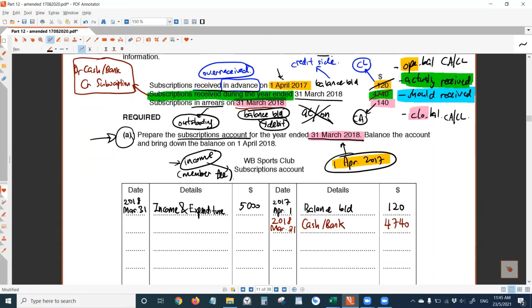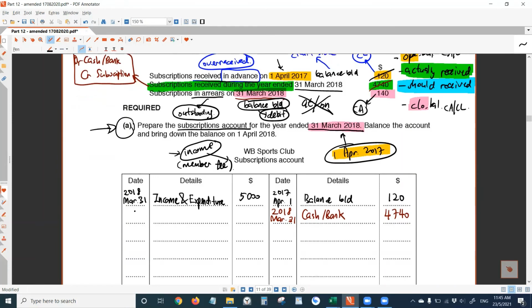Now the last amount is 140, right? You can actually get it by doing the balancing process. Remember, whenever you have 3 out of the 4 elements, you can find one missing number yourself. Okay, let's do the balancing process. So which side is greater?